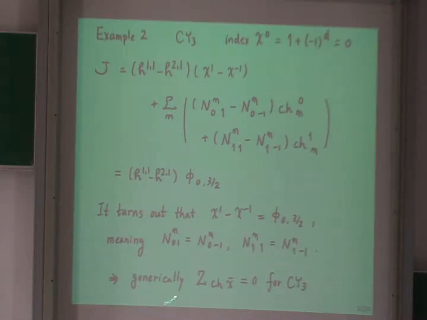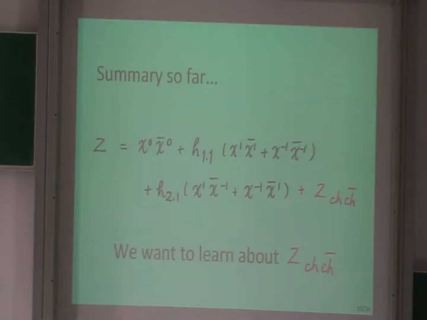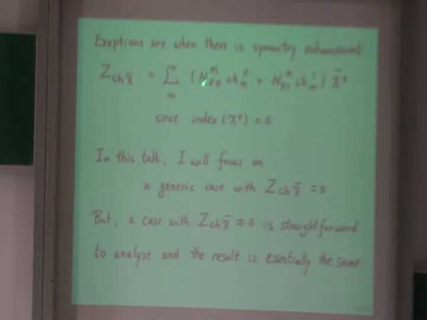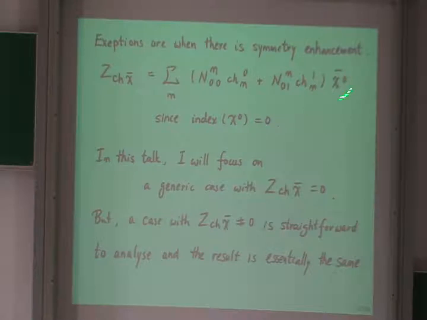But I said generically because we cannot exclude the possibility that we have this kind of cross term with a vacuum representation, because the index of the vacuum representation is 0. So even if there were such a cross term, it would not have shown up in the elliptic genus. But if you have such terms, that means you have an enhancement of symmetry on the worldsheet itself, which would not happen generically for Calabi-Yau sigma models. So for the rest of the talk, I will consider a generic case where there is no such mixing term.